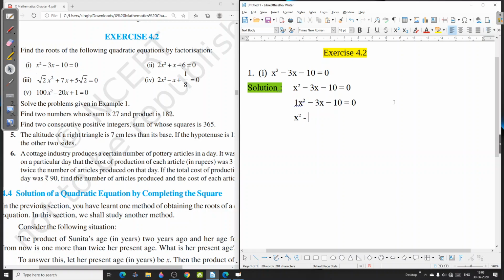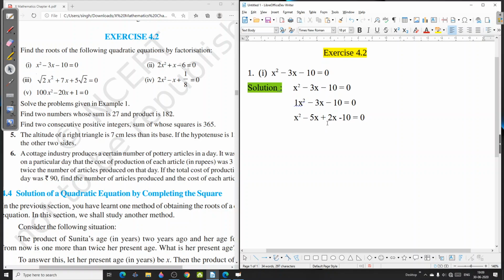We have already multiplied 1 and minus 10, and we have factorized minus 10 into two parts such that their sum is minus 3. The numbers are minus 5 and 2. So we'll write x square minus 5x plus 2x minus 10 equal to 0. Now you can see that there is no change: if you add minus 5x plus 2x, you get minus 3x.